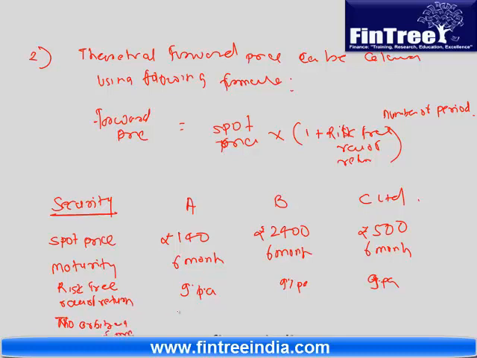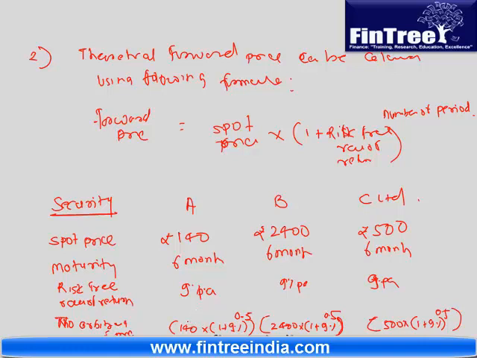So here you would say 140 into 1 plus 9% raised to 0.5, 2400 into 1 plus 9% raised to 0.5, 500 into 1 plus 9% raised to 0.5. And then write down the final answers.